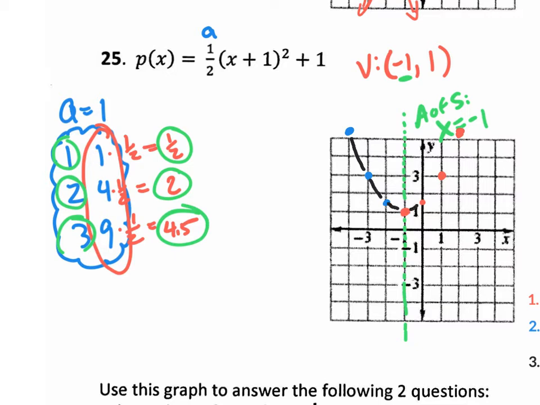This is definitely wider than your regular parent graph parabola. Let's state the domain and range. The domain is going to be what? x equals all real numbers. The range, y is greater than or equal to +1. And that's it.